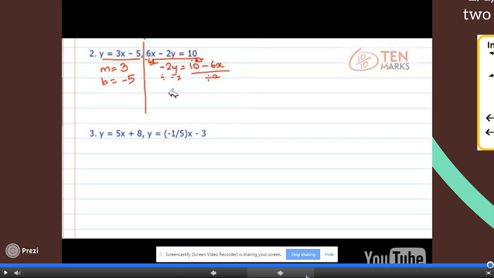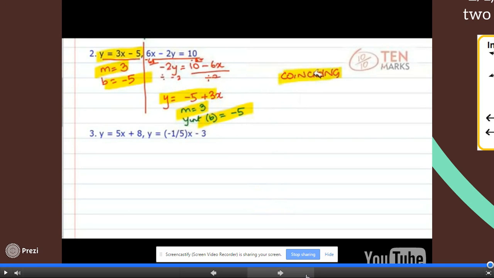What do I get? y equals 10 over -2, which is -5, and 6x over -2 is plus 3x. Now if I look at the slope of this particular line, slope m equals 3, and the y-intercept b equals -5. So we can see slopes are the same, y-intercepts are the same. If slope and y-intercepts are exactly the same, then the lines are coinciding lines. They are exactly the same lines. As you can see, the equation is the same. So these two are the exact same lines.